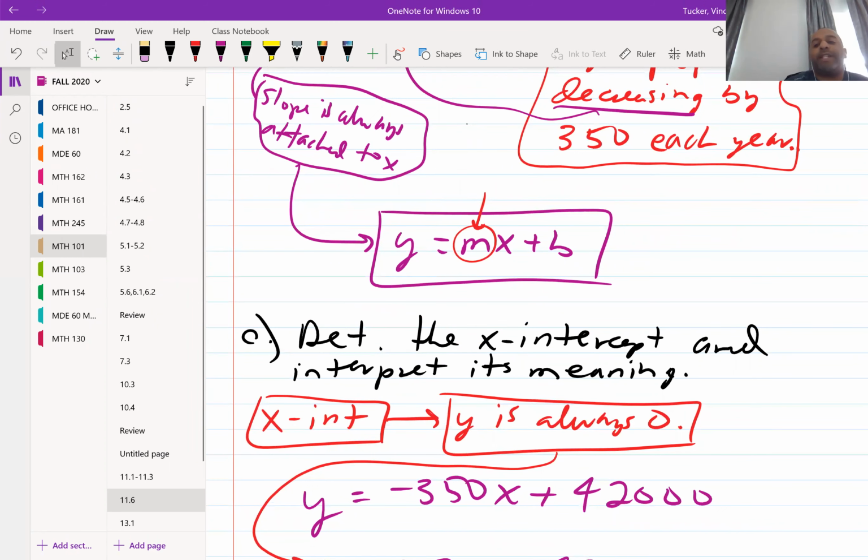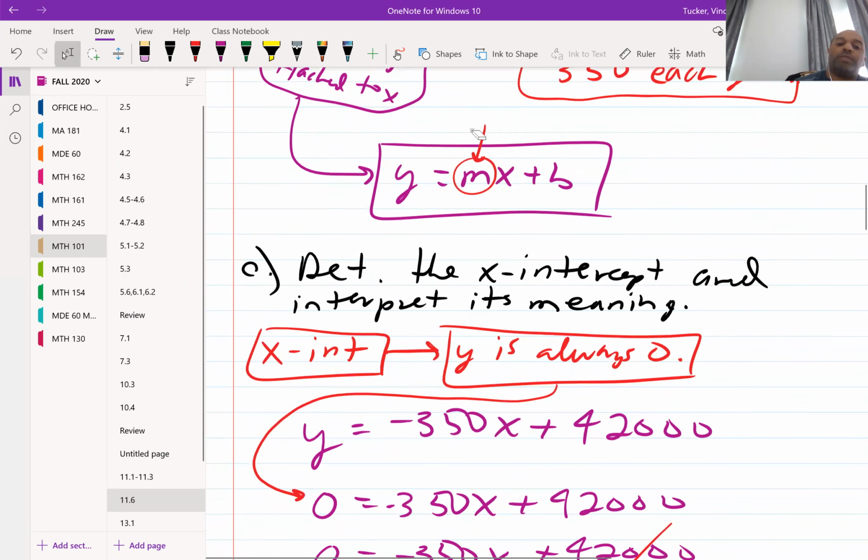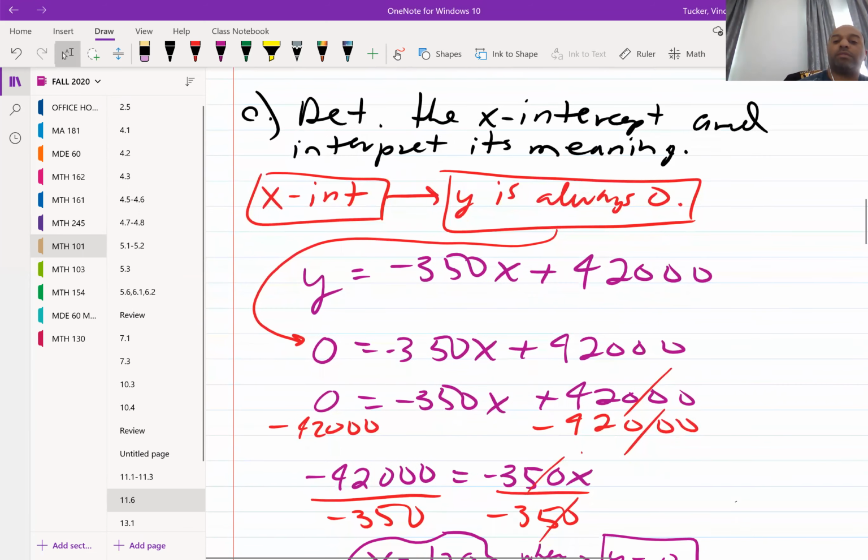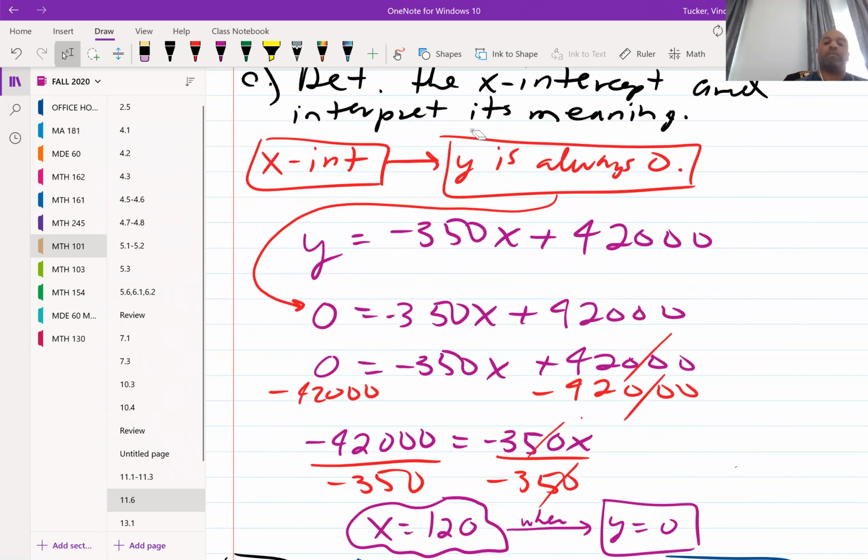All right, C, determine the x-intercept and interpret its meaning. So your x-intercept, y is always 0. So that's what I emphasize right here. So you take 0, plug it in for y, solve for x. So that's what we did here. End up getting 120 for x when y is 0. Talk about what it means in a second. Just giving you guys a chance to write.